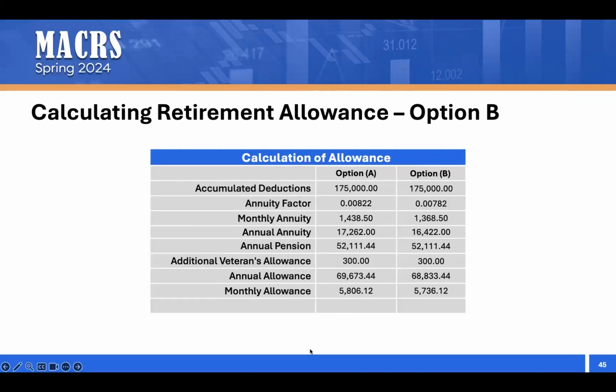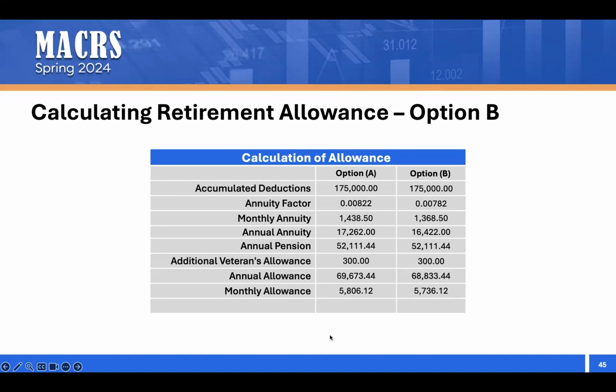To calculate the benefit under option B, we're just going to calculate the option B annuity and add that to the pension portion from the option A calculation. The option B annuity factor is 0.00782 multiplied by the accumulated deductions of $175,000, gives a monthly annuity of $1,368.50, or an annual option B annuity of $16,422. We add that to the pension and the veterans allowance.